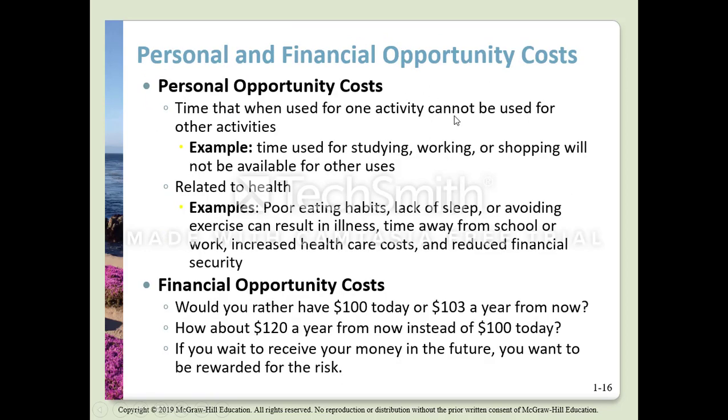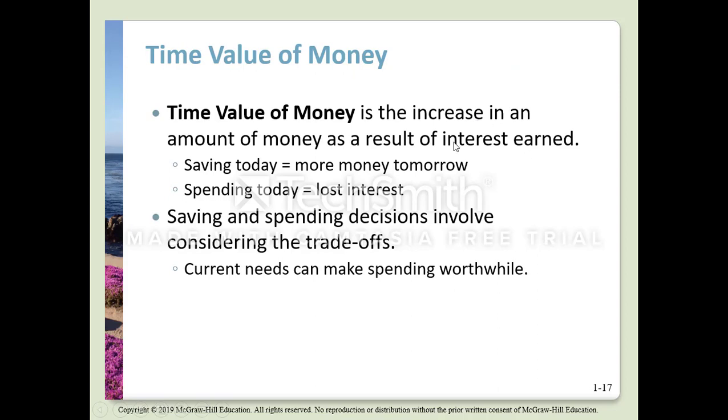So there's personal opportunity costs, like the example I had with studying, but then there's also financial opportunity costs. Like, would you rather hold on to $100 today or invest it and receive $103 a year from now if you earned 3% interest? Those are all financial opportunity costs. Time value of money is an increase in an amount of money as a result of interest earned. So saving today equals more money tomorrow. Spending today is a loss of not only those dollars, but also the interest you could have earned on that money.